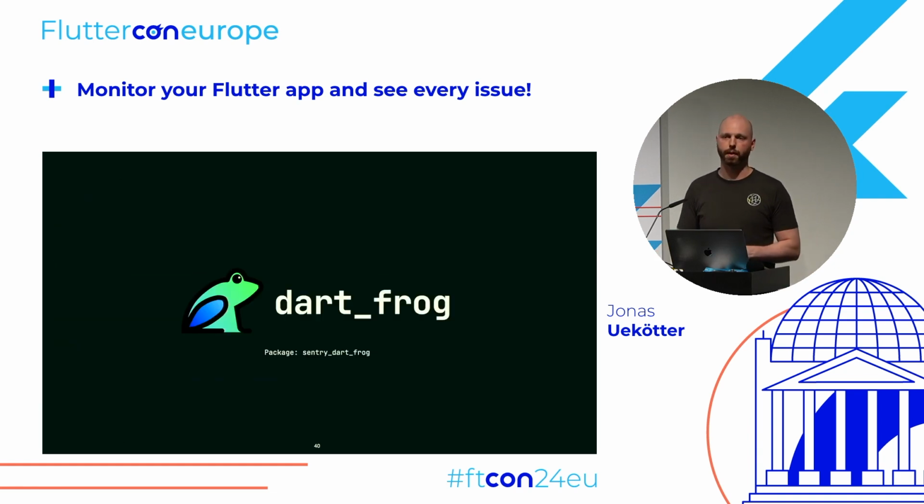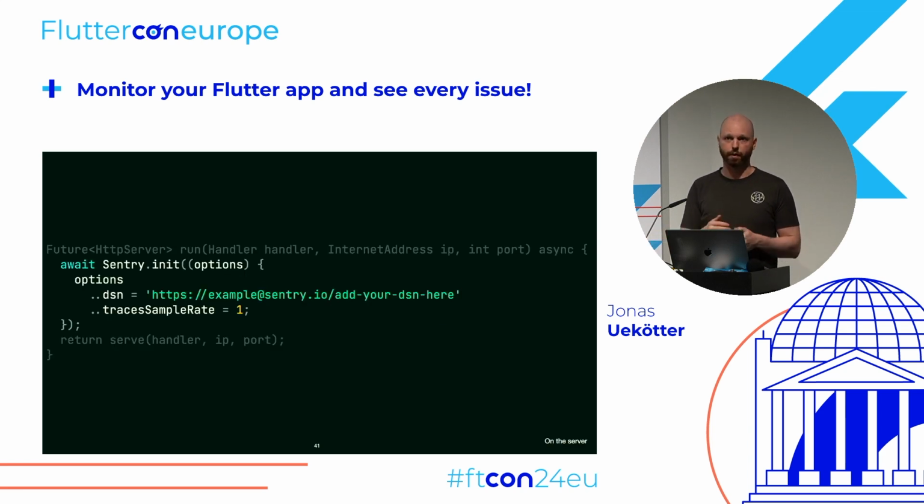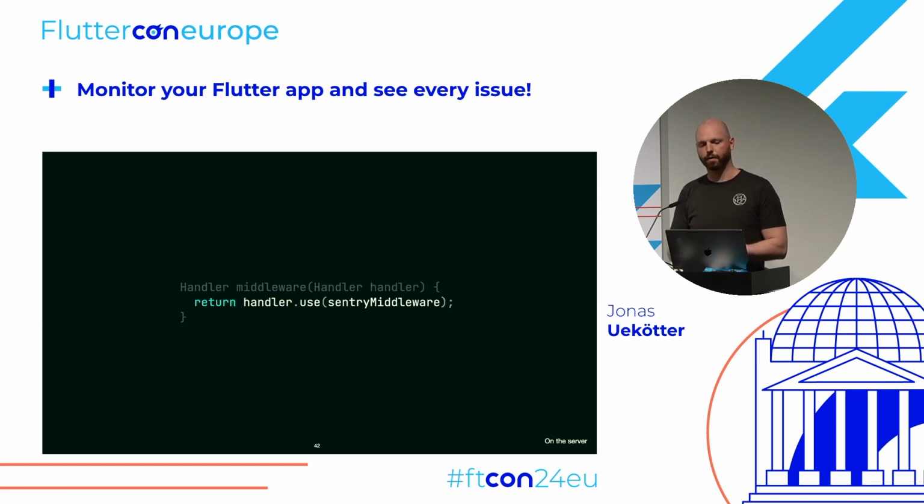Now going to the backend with Dart Frog. There we are just adding the Sentry Dart Frog package, which enables Sentry for Dart Frog. And again, we are starting by initializing Sentry, setting the sample rate. Here, of course, the same applies. In production, we don't really want to record every trace, only a few, depending on how many users we have. Then we're adding a middleware, which is the Sentry middleware.